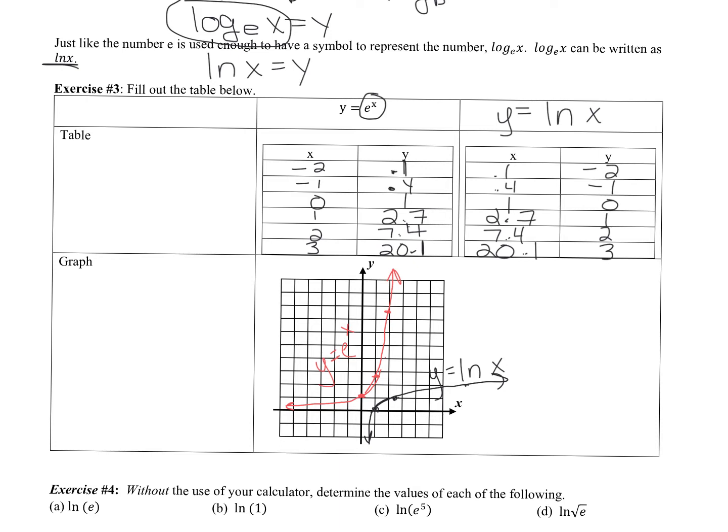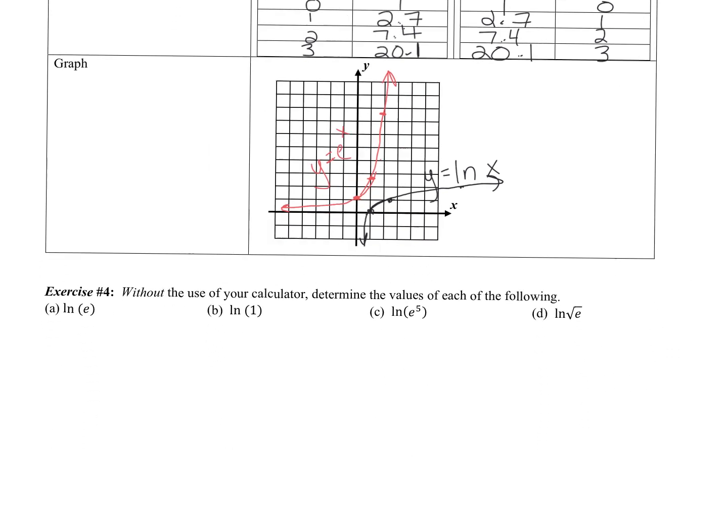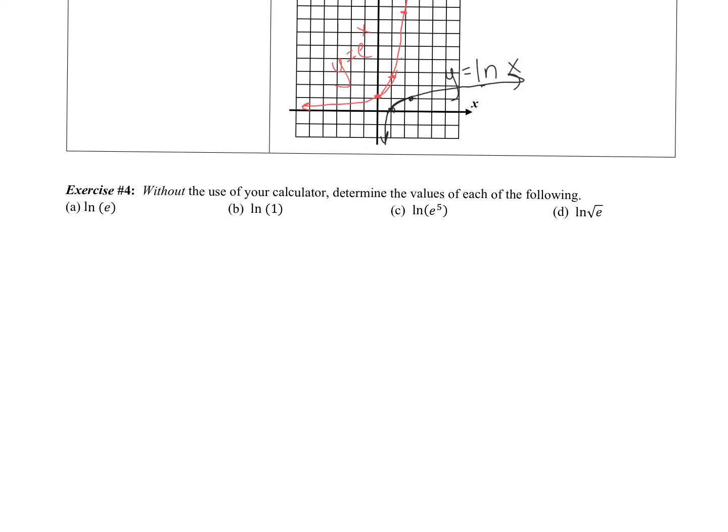Now, we're going to do a little bit of evaluating with ln of x now that we've learned what it means in terms of a logarithm. So this is more related to what we did yesterday. It says, without the use of a calculator, determine the values of each of the following. So when I see ln of e, that's like saying log base e of e, because ln means log base e. So what exponent for e gives me e? That would be 1.